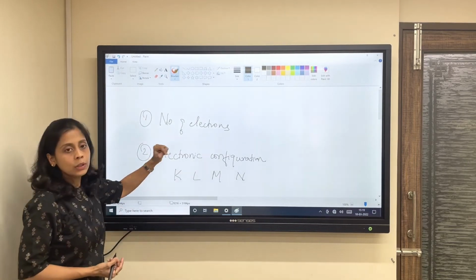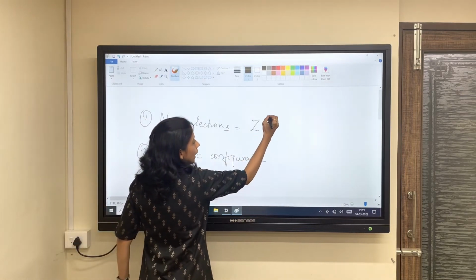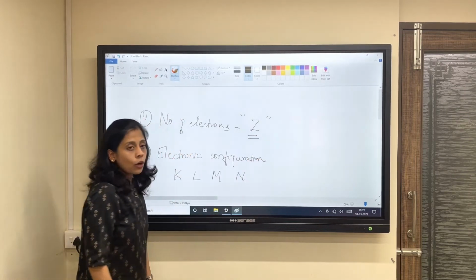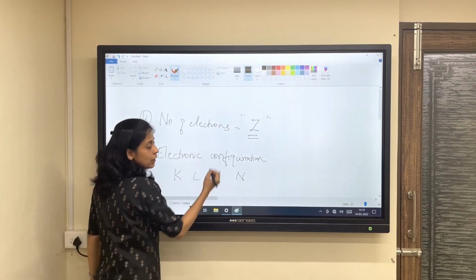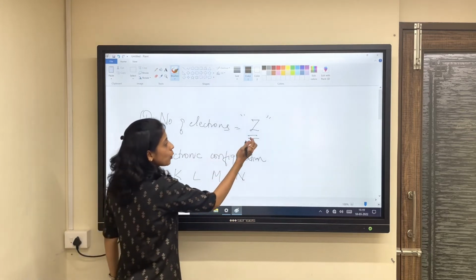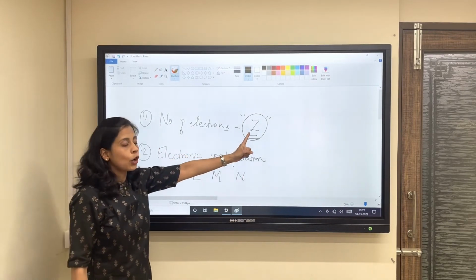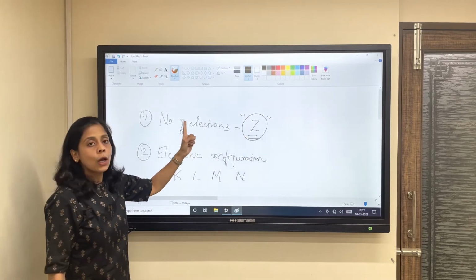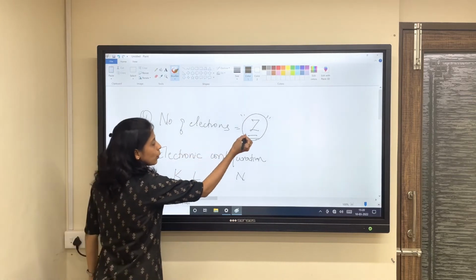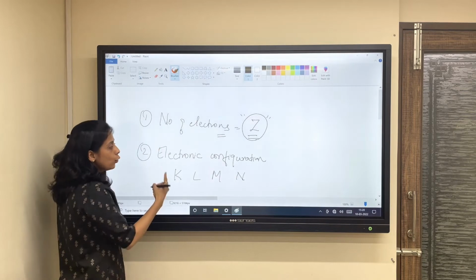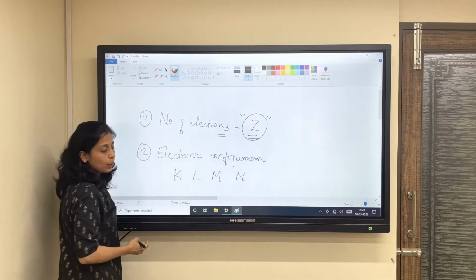Now, how do you get to know the number of electrons? The number of electrons is equal to the atomic number of an element, which is represented by Z, because you know that any atom is neutral in its charge. So electrons, being negatively charged, are equal to the number of protons, and the number of protons is represented by your atomic number, which is your Z. Therefore, if you know the atomic number of an element, you will come to know how many electrons are present in that element. After you know the number of electrons, you should be able to distribute the electrons in the orbits depending upon the number of electrons.